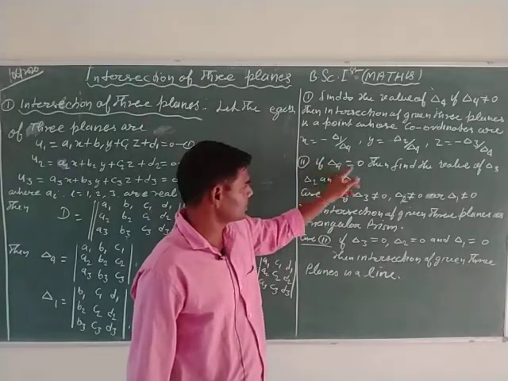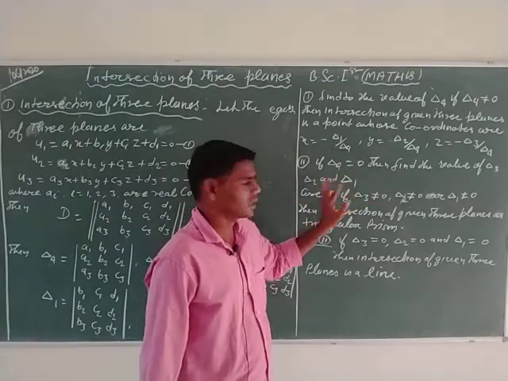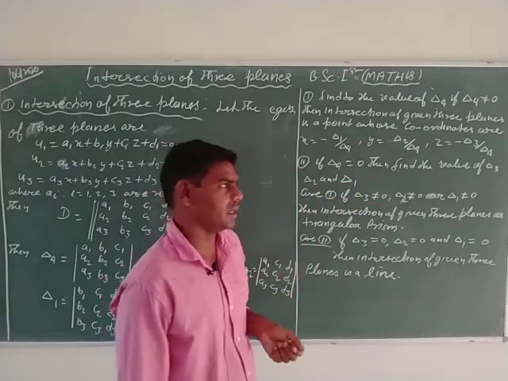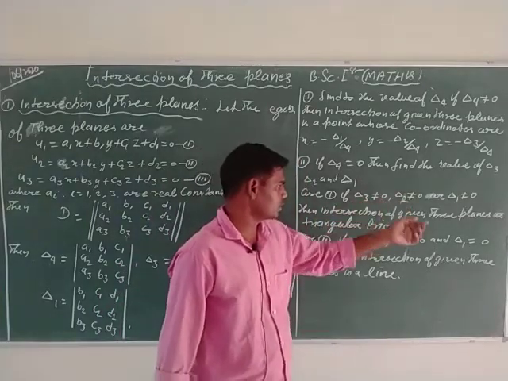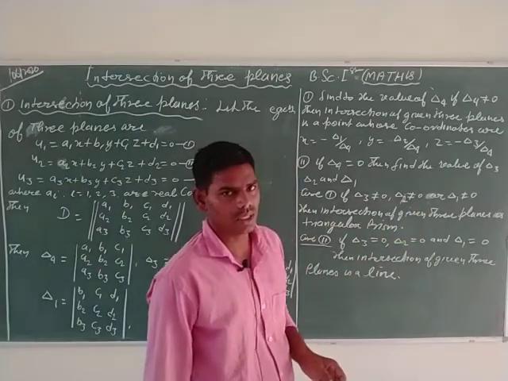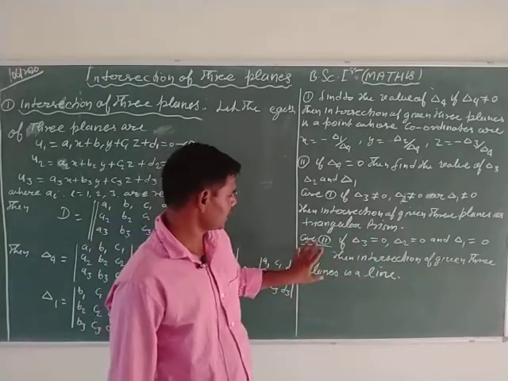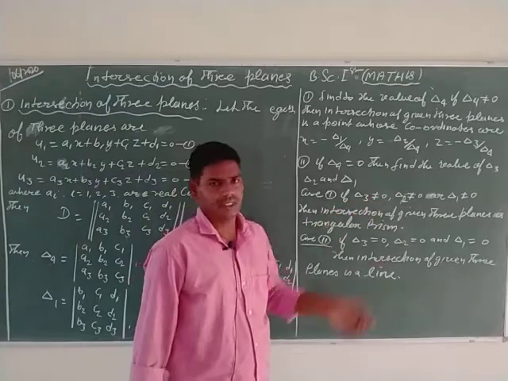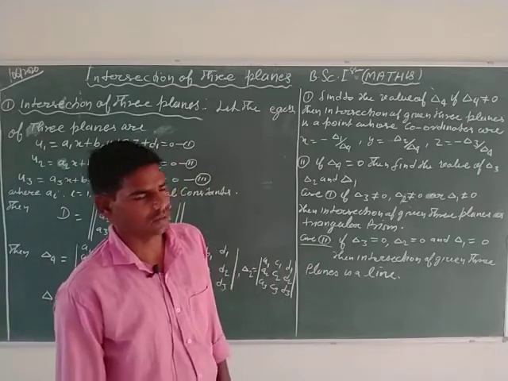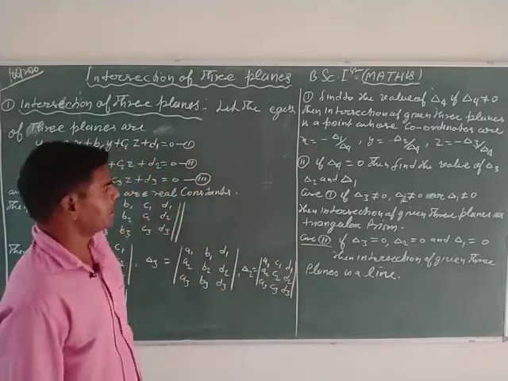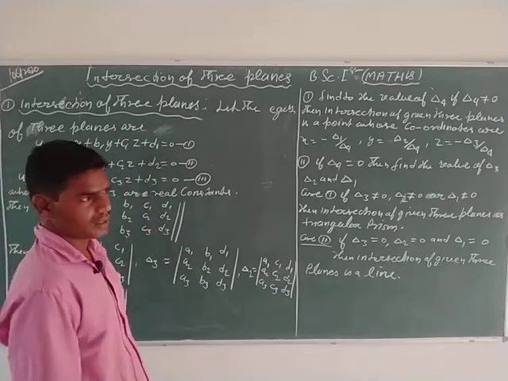And suppose that delta 4 is equal to 0, then you must calculate the value of delta 3, delta 2, delta 1. In this case, two cases arise. Suppose these are not equal to 0, meaning delta 3 is not equal to 0, delta 2 is not equal to 0 and delta 1 is not equal to 0, then the intersection will be a triangular prism. And in the second case, suppose all these are equal to 0, then the intersection is a line, that is called an intersecting line.